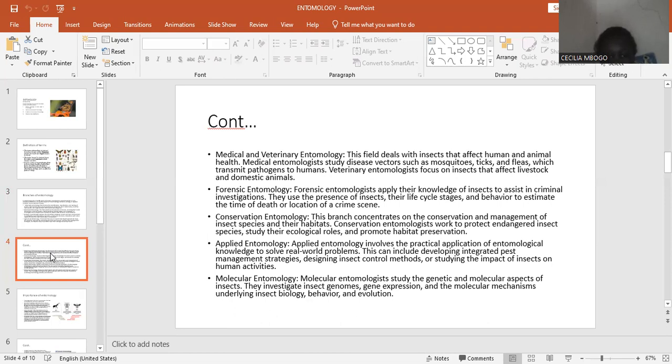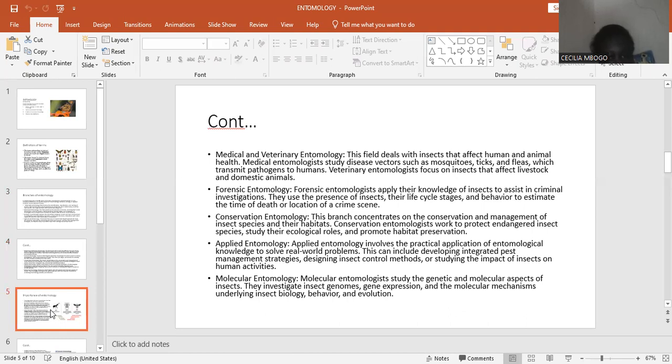We also have conservation entomology, then applied entomology, which involves the practical application of entomological knowledge to solve real-world problems. This can include developing integrated pest management strategies, designing insect control methods, or studying the impact of insects on human activities. We also have molecular entomology. These branches are just so many, but I managed to find only these ones, and the rest you can find for yourself.